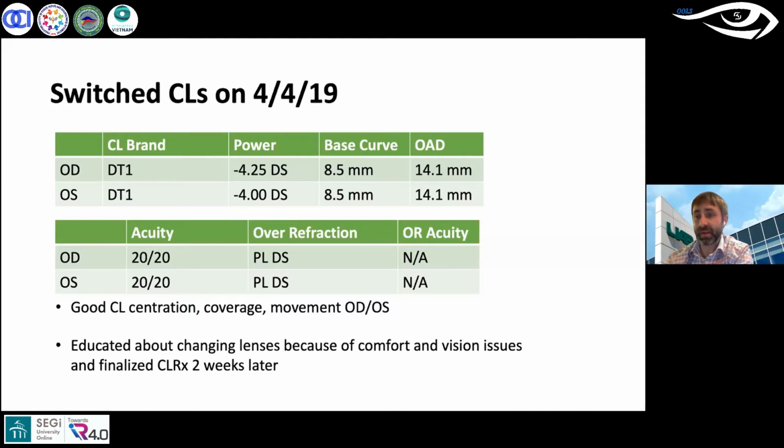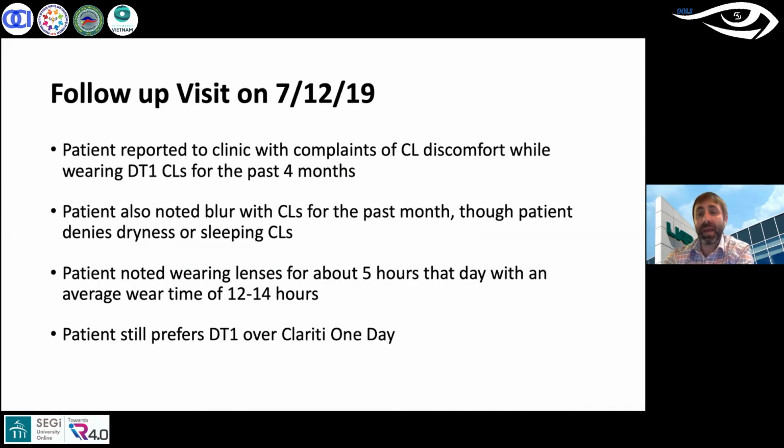And we wanted her to then come back in a year. But what actually happened, we told her to come back in a year, and she came back in July, so just a few months later. The patient reported specifically that she was having discomfort with her Dailies Total 1. And we asked her, do you like your Dailies Total 1 better or the Clarity? And she still liked the Dailies Total 1 better than the Clarity, but she just wasn't happy overall.